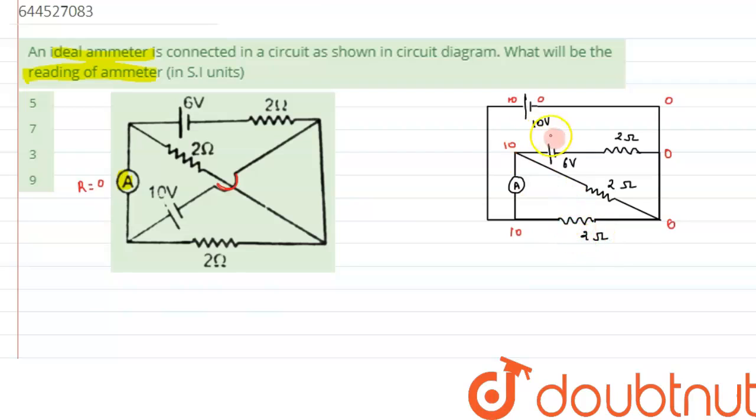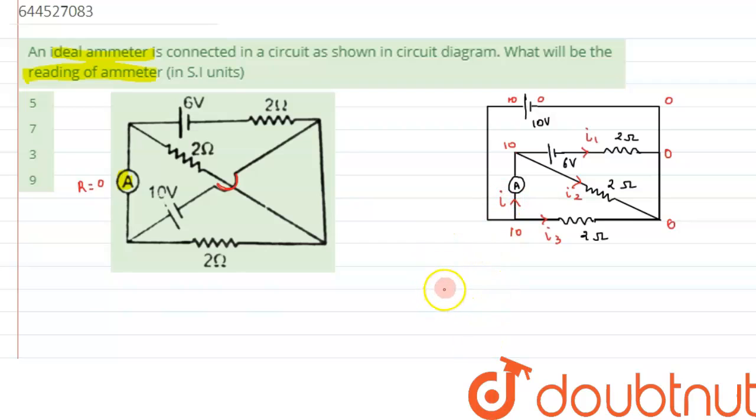Alright, so we have allotted the potential to every point. Now we can calculate the value of current. Let's assume that the current flowing through this branch is I1, the current flowing through this branch is I2, the current flowing through this branch is I3, and the total current flowing through the ammeter is I.